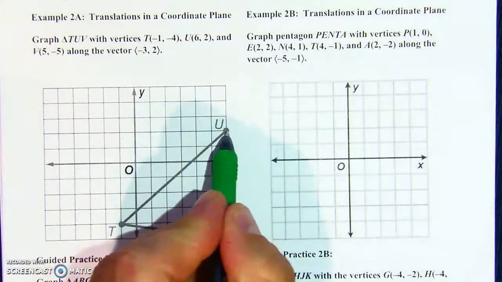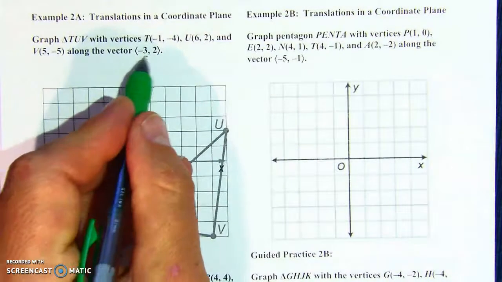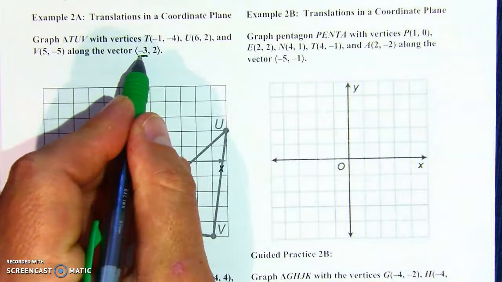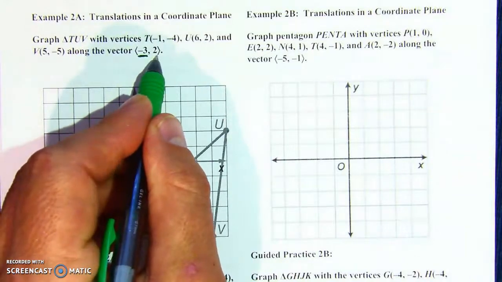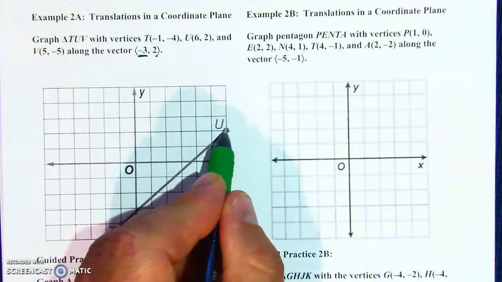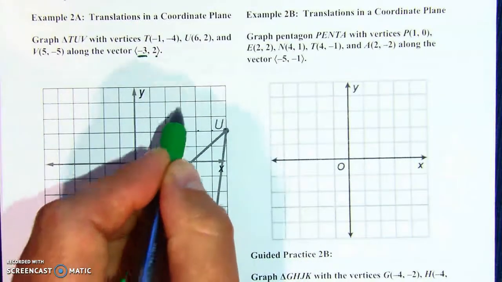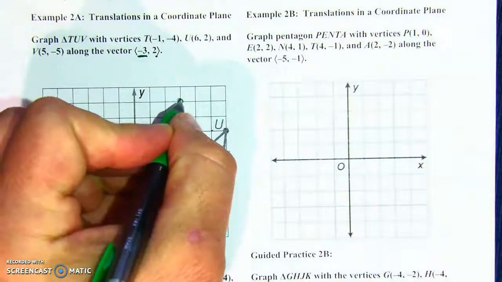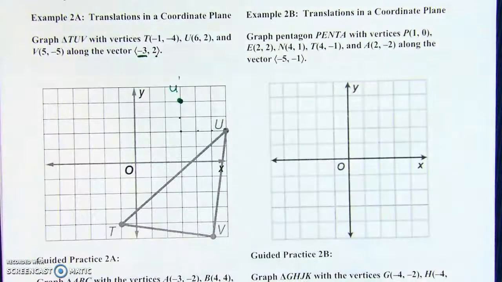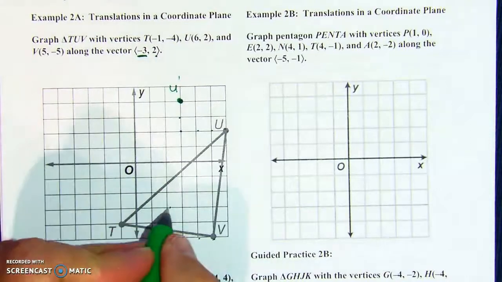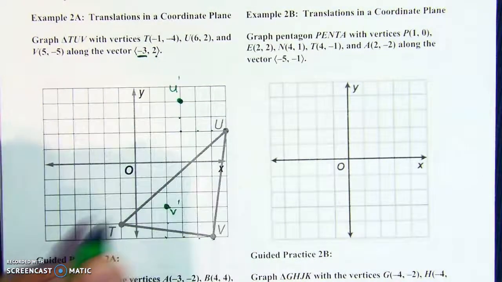So what we're going to do here is start at U. It's going to tell me I'm going to go 3 units to the left, and then go up 2 units. That's all we have to do. So from U, we're going to go 1, 2, 3 to the left, and then up 2. And I put my point, which would be U prime. Same thing with V. We're going to go the same distance, 3 to the left and up 2. 1, 2, 3, up 2. That will be my V prime.